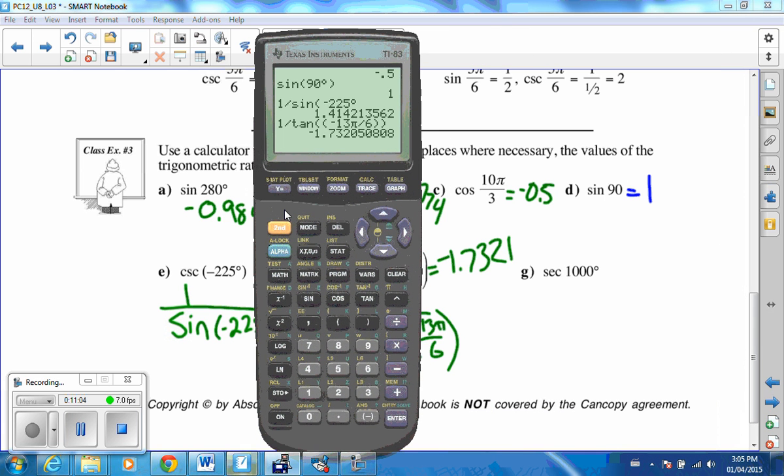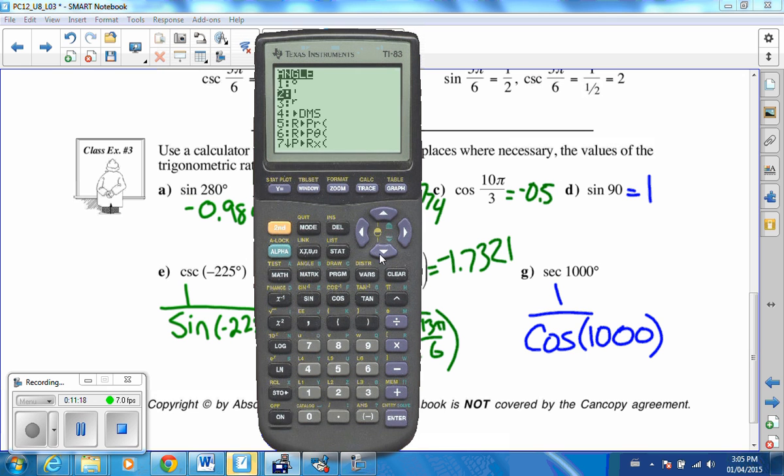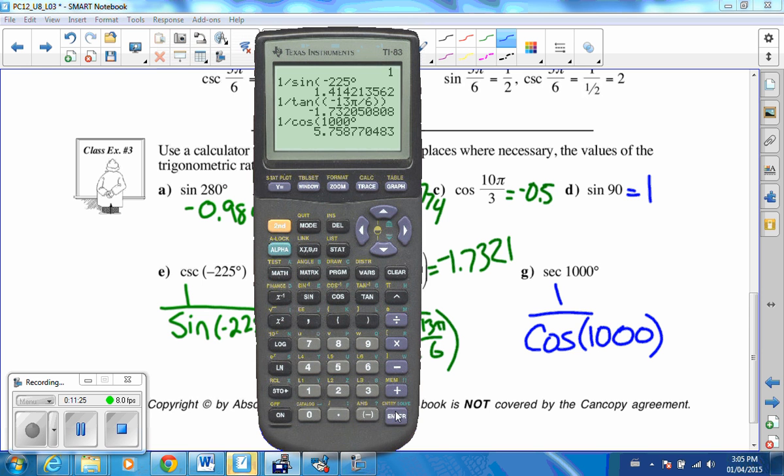And secant 1000. Secant matches with cosine. So, oh, what a silly question. I'm just going to do that. I don't know why I'm randomly changing to blue. No good reason. 1000 degrees. That's going to be 5.758.